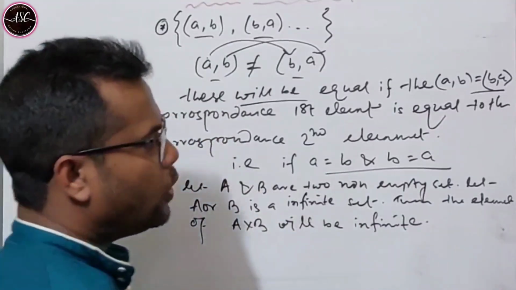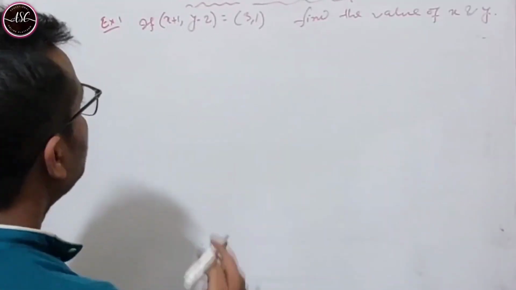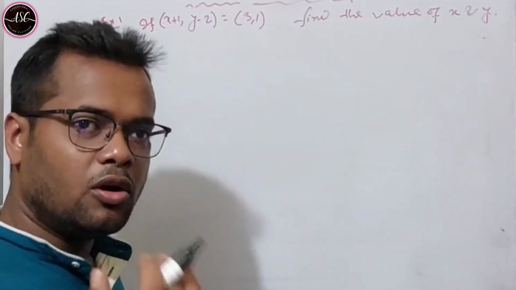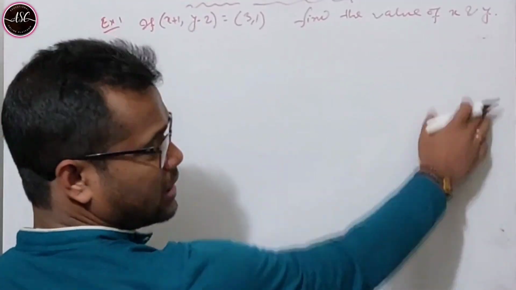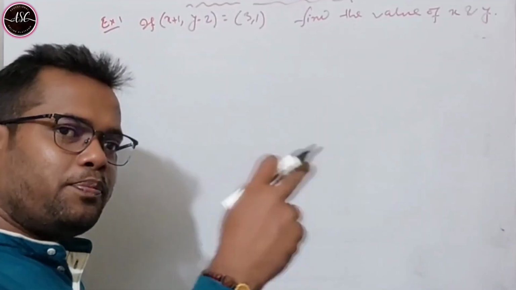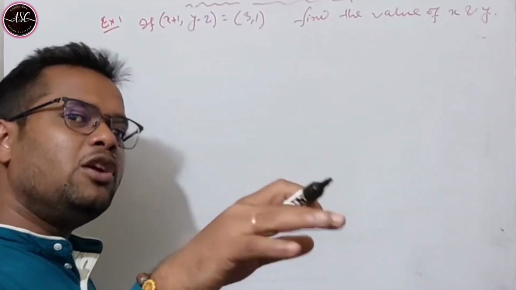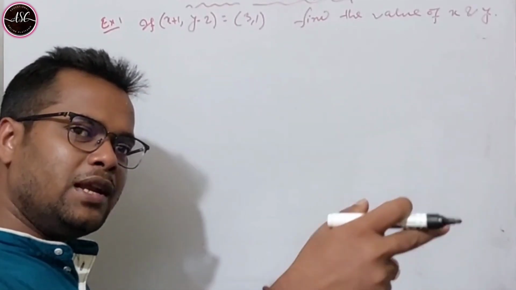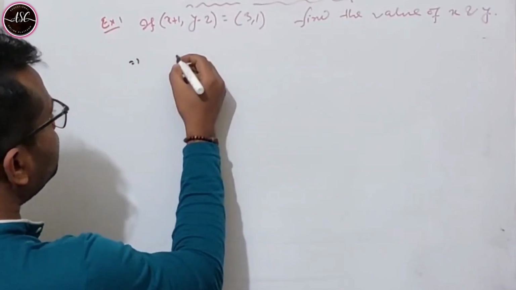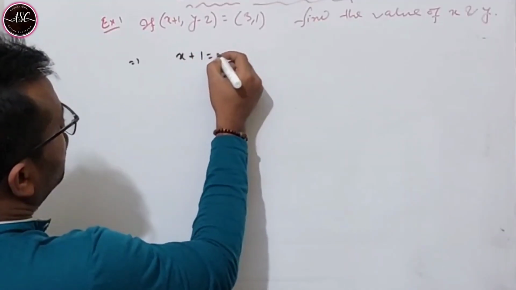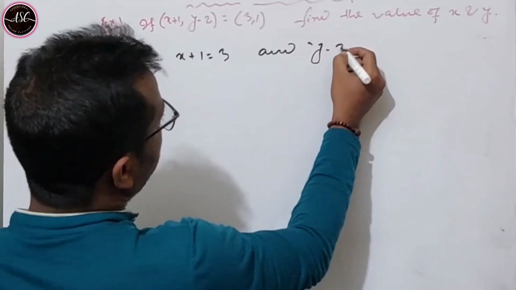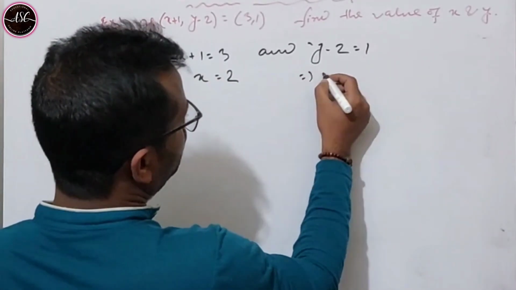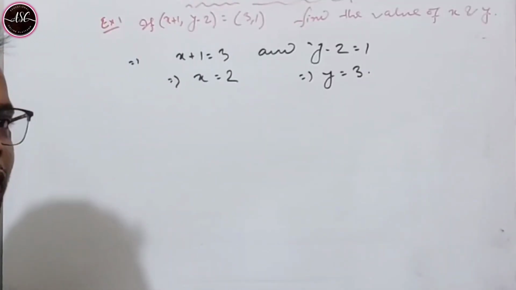Now we are going to do some examples. Look at this question. If (x + 1, y - 2) equal to (3, 1), then find the values of x and y. We previously saw that if (a, b) equal to (c, d), then the corresponding first elements are equal and the corresponding second elements are equal. So in this way we can write x + 1 equal to 3 and y - 2 equal to 1. Therefore from this x equal to 2 and y equal to 3. Okay, we get the values.